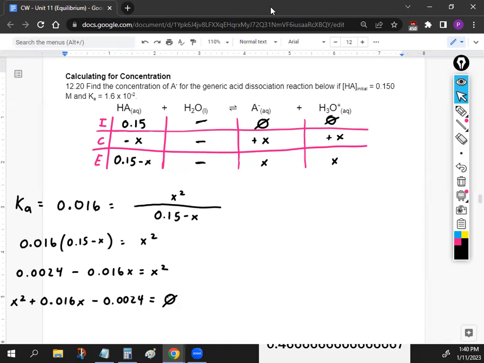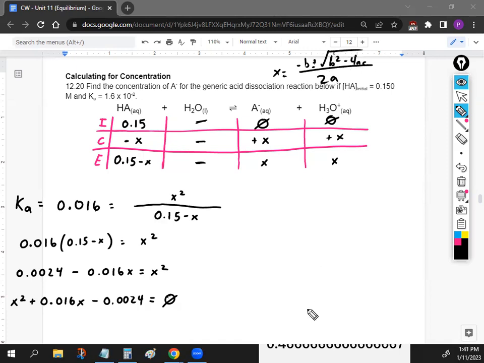Anyway. All right. What was I doing? Okay, quadratic formula. We're gonna put it right here. x equals negative b plus or minus the square root of b squared minus 4ac, all over 2a.